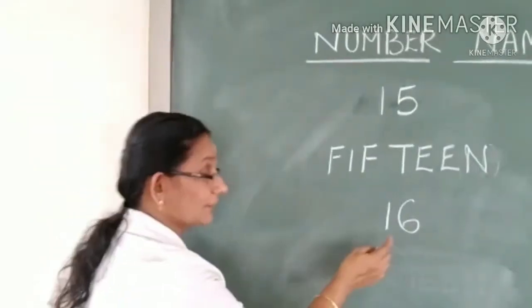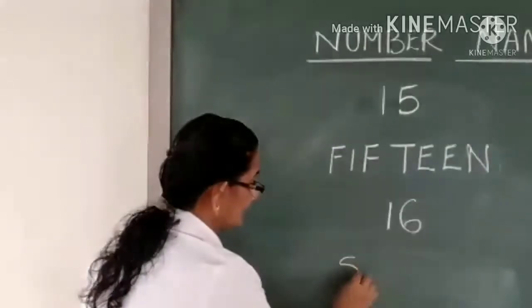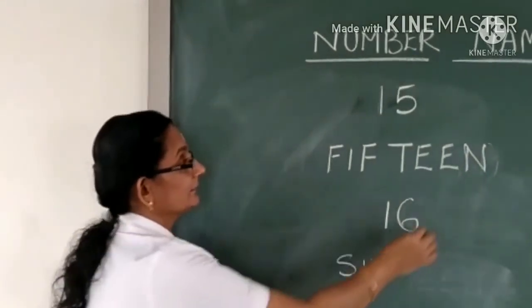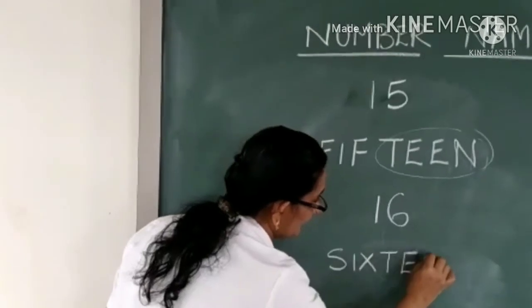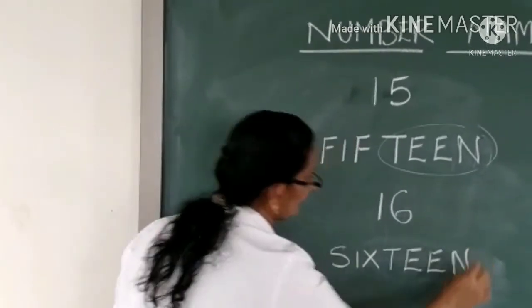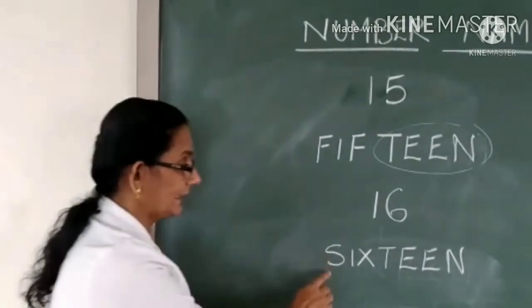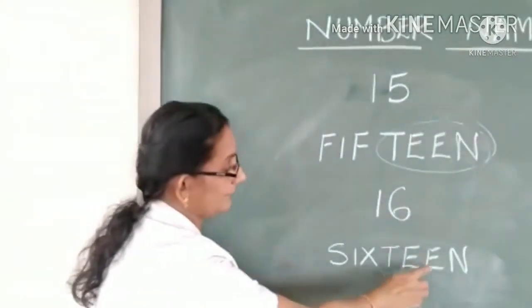So what is the spelling of 6? Yes, S, I, X. Then write the same, T, E, E, N. So the spelling of 16 is S, I, X, T, E, E, N.